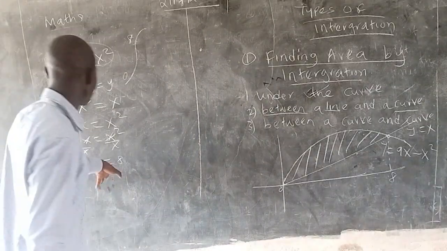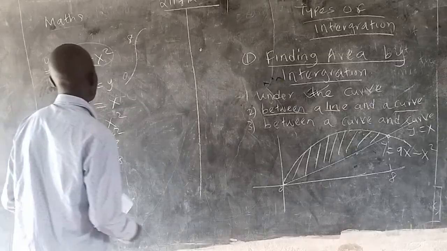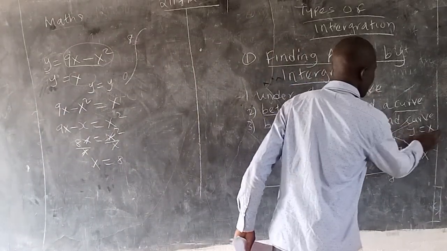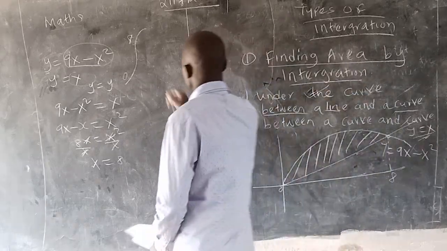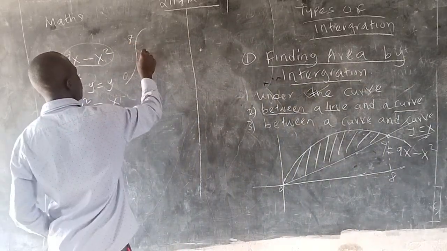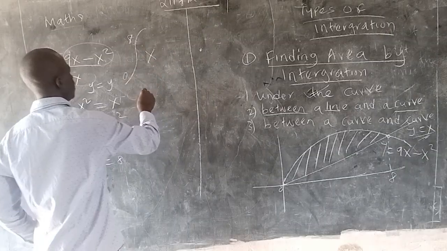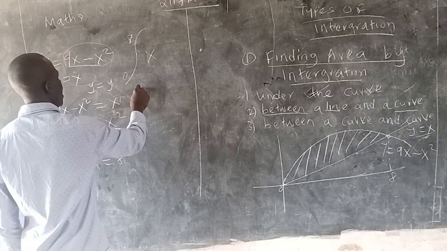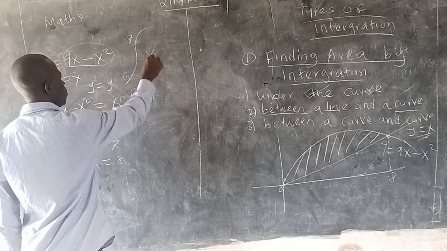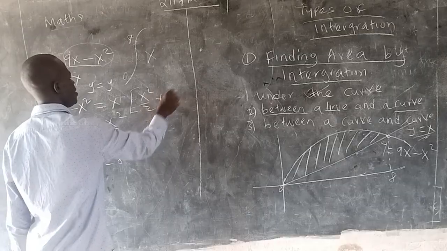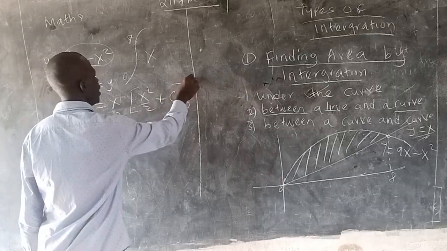Now, students, after getting the limits, you integrate each equation separately. For example, we integrate from 0 to 8, and we begin with that one, x. So when we integrate this, we increase the power by 1: x squared over 2 plus c. Integrate from 0 to 8.